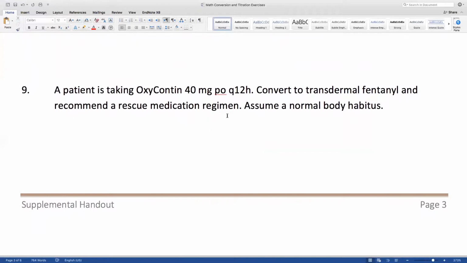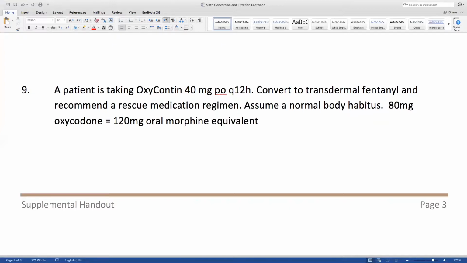OxyContin 40 Q12, convert to transdermal fentanyl. 40 Q12, how much oxycodone per day? 80 milligrams of oxycodone. How much morphine is that? Roughly. How much? Okay, I agree with that. 120 milligrams of oral morphine equivalent.